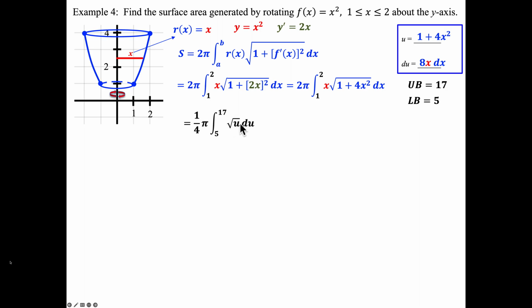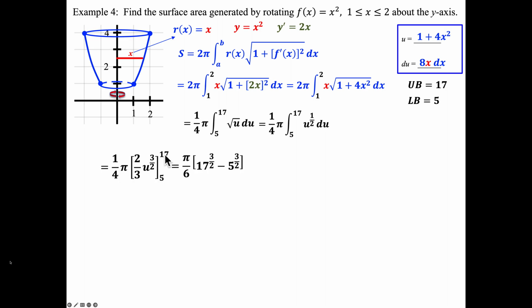So this becomes u to the 1/2. Now we can integrate by the power rule, which is u to the 3/2. Dividing by 3/2 is 2/3 as a reciprocal being multiplied. So come back here, 2/3 u to the 3/2. We'll again take the 2/3, multiply it to the 1/4. That's going to give us 2/12 or 1/6 or pi over 6. Plug in the 17 for u, so 17 to the 3/2 minus 5 to the 3/2.